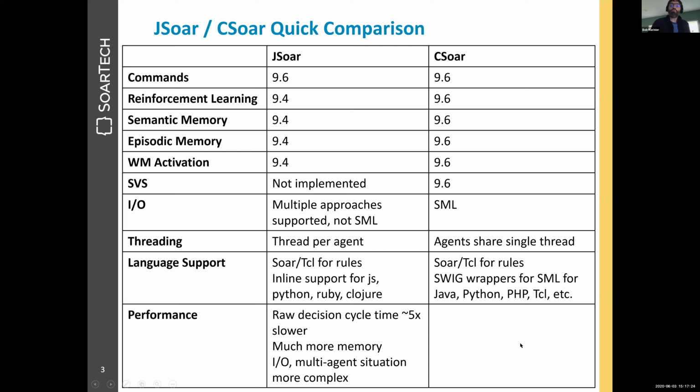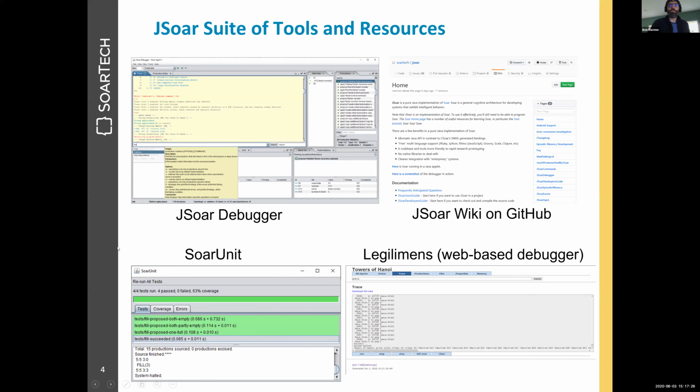Okay. JSoar has a bunch of different tools and resources I just wanted to make people aware of. There's the JSoar debugger, which is not a port of the CSoar debugger, and I will demo that later. There's Soar Unit, which is a unit testing framework for Soar, and it actually works with CSoar as well, although getting it set up can be challenging. For JSoar, it's really easy.